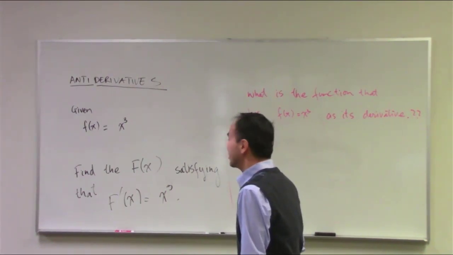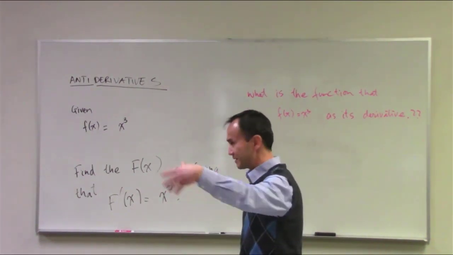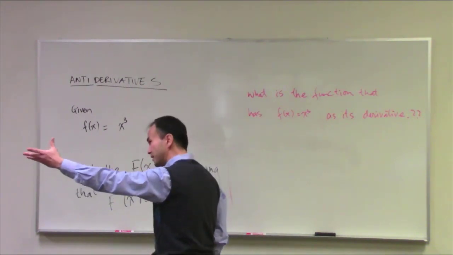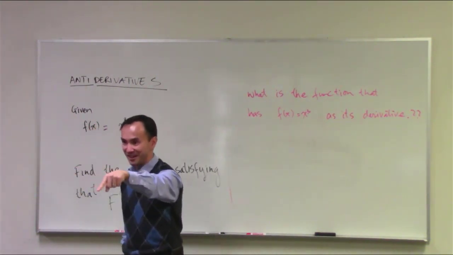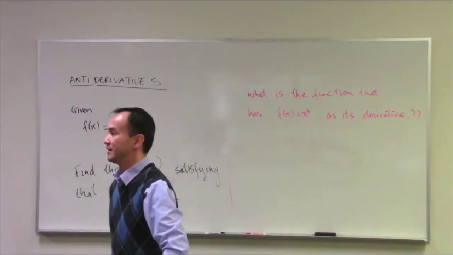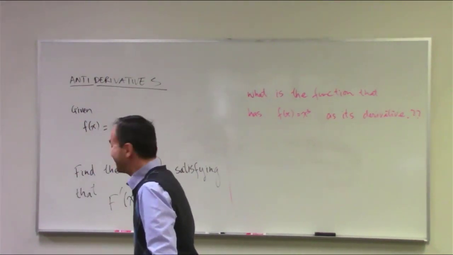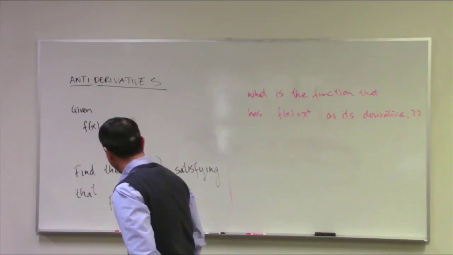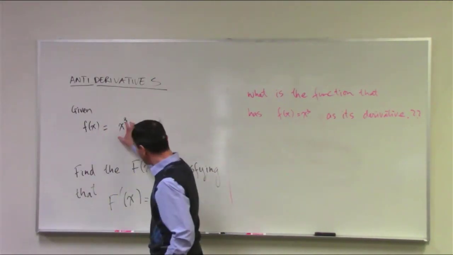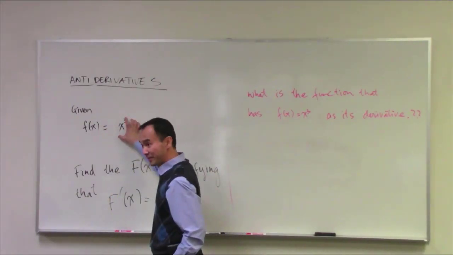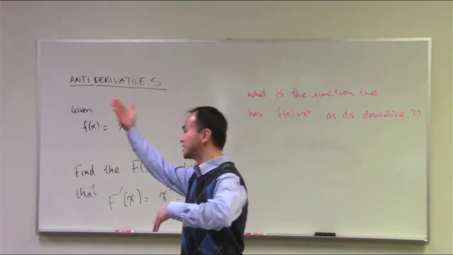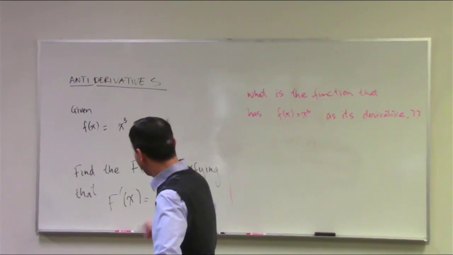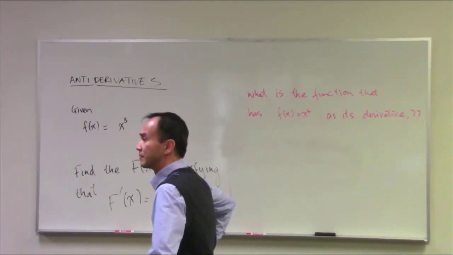Of course, this is just the first day, and I haven't taught you any methods yet, so rely on your own understanding from calculus 1. Right now you treat this as a derivative. The derivative has arrived at x cubed. So what was the function that has x cubed as its derivative?